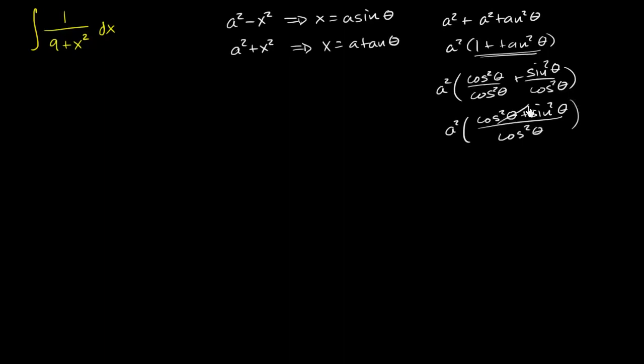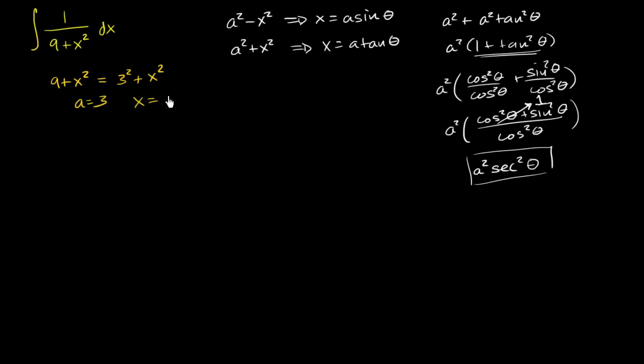This numerator, from the unit circle definition of trig functions, becomes 1. So this is 1 over cosine squared theta, and everything simplifies to a squared secant squared theta, which might simplify things. So let's see what's going on over here. We could rewrite 9 plus x squared as 3 squared plus x squared. In this case, a would be equal to 3.